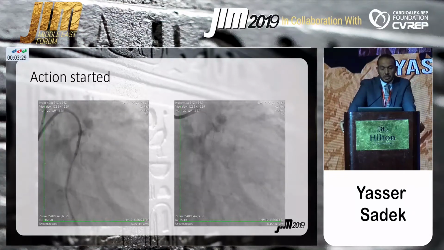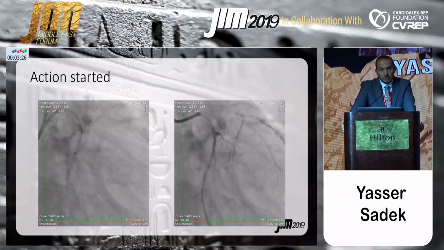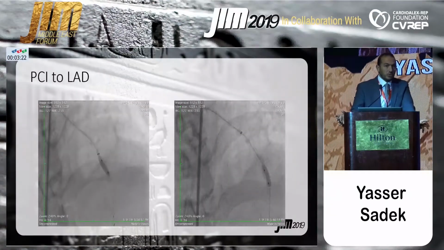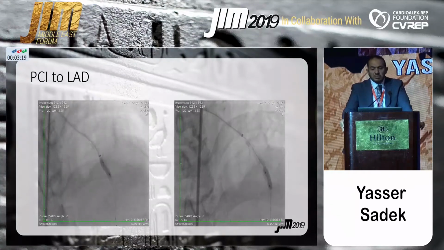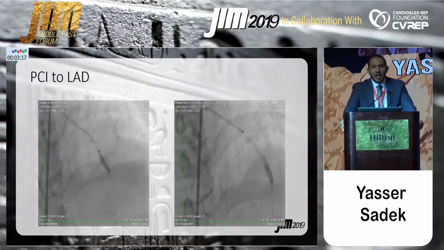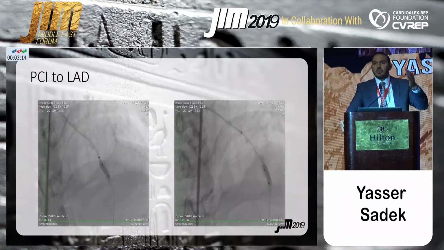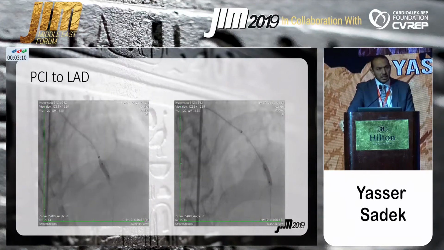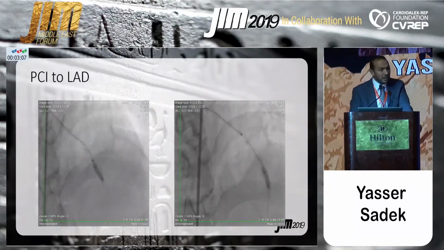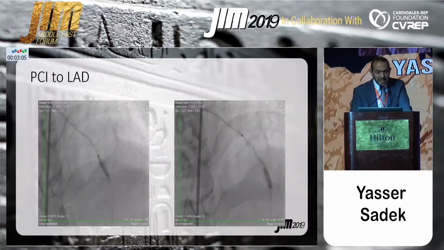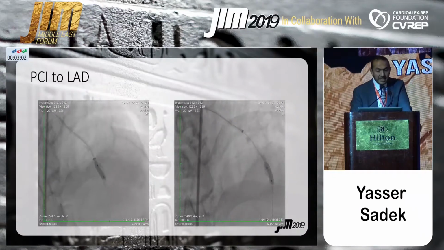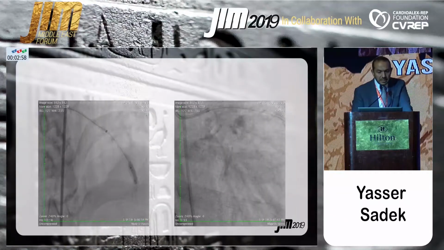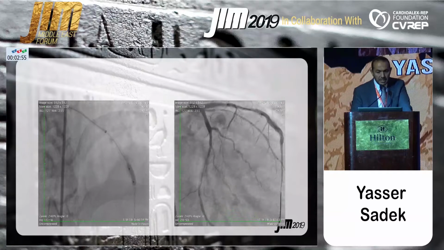The action started. The patient collapsed more, and we stopped. What to do? I thought that I would transform this patient from two vessel disease to one vessel disease, and I would treat the LAD. I did a very good pre-dilatation for the mid-LAD, then stenting and post-dilatation after that. This is the final result of the LAD as you can appreciate here.